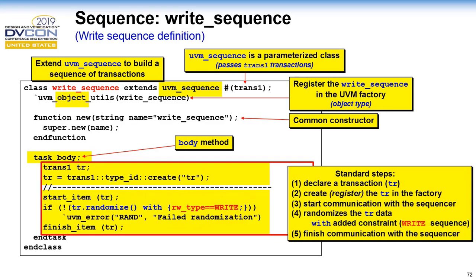Then in the write sequence, you extend UVM sequence, and have the transaction type, register it with a factory, put in the same boring constructor code, and in your body task, once again, declare a transaction handle, factory create it, start communication with your sequencer, randomize with an inline constraint saying you want the read-write type to be write, and then finish communication with the sequencer.